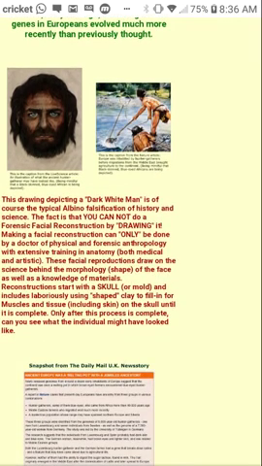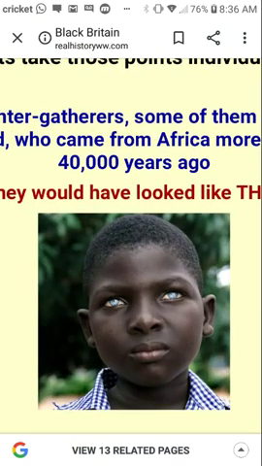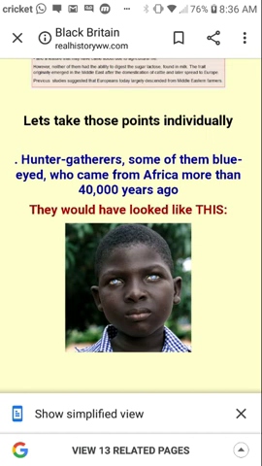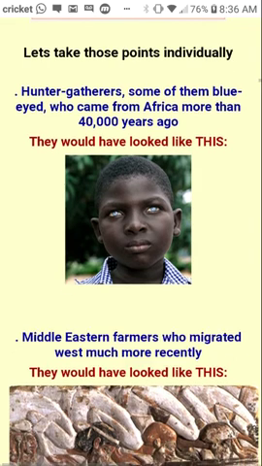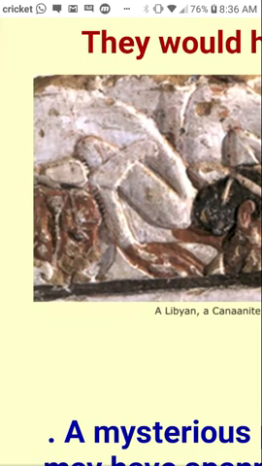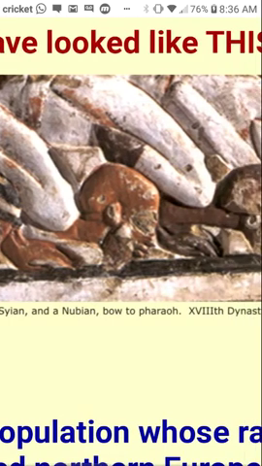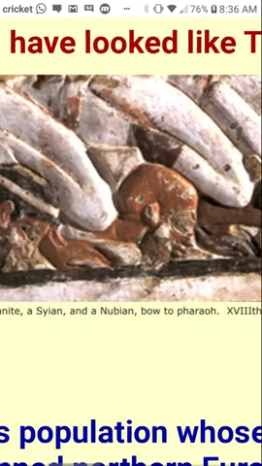Okay, but this is a fake image, and here's what the first Europeans with blue eyes would have looked like. Notice they always try to make everything brown. Okay, hunter-gatherers, some of them blue-eyed, who came from Africa more than 40,000 years ago. And I'm just giving you a brief synopsis, so you're going to have to read the whole articles. They would have looked like this. First Europeans. Middle Eastern farmers who migrated west much more recently, they would have looked like this. Let's pull it up a little bit. You see a Libyan, a Canaanite, a Syrian, a Nubian, bowed to Pharaoh. They're all melanated peoples, man.